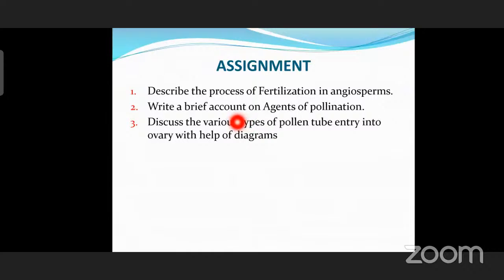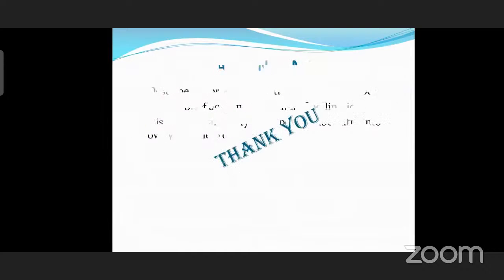Okay students, do you understand? I hope that all of you understood this class. Today's assignment. First one, describe the process of fertilization in angiosperms. Second question, write a brief account on agents of pollination. And third question, discuss the various types of pollen tube entry into the ovary with the help of diagrams. Three types of pollen tube entries are there. First one, porogamy, second one, chalazogamy, and third one, mesogamy.